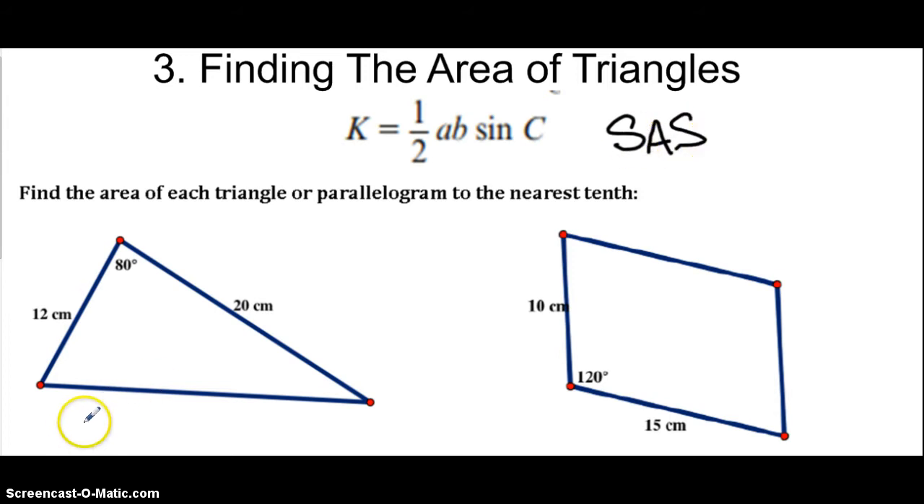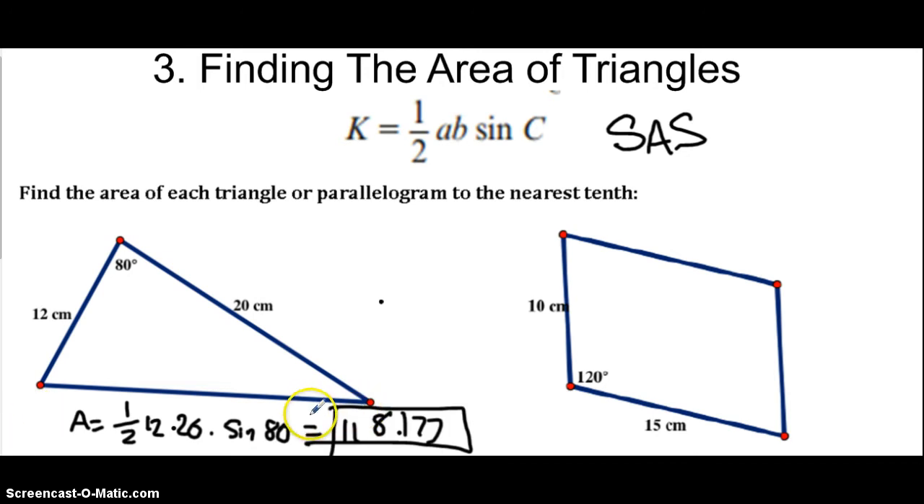So for this one, all you have to do is say that the area is equal to 1/2. Well, our first side is 12 times the other side is 20. 20 times the sine of 80. Once you've done that, you just put it directly into your calculator. So I'm just going to do that right now. So once you plug it into the calculator, all of this should be your answer right here.